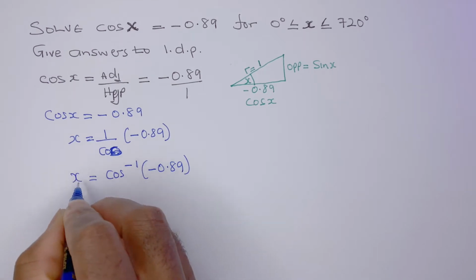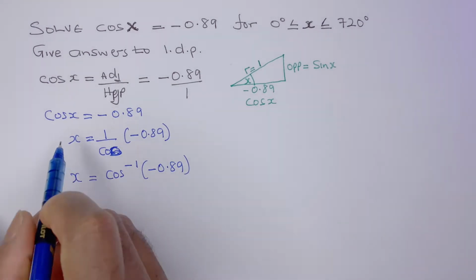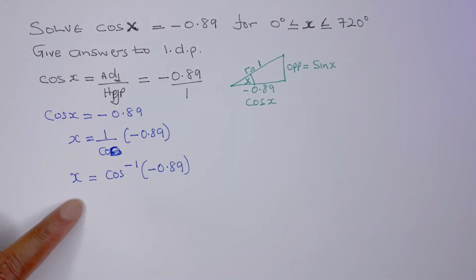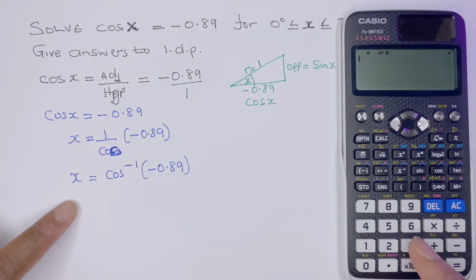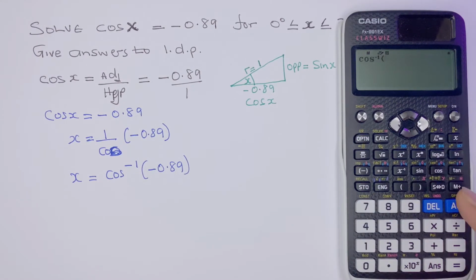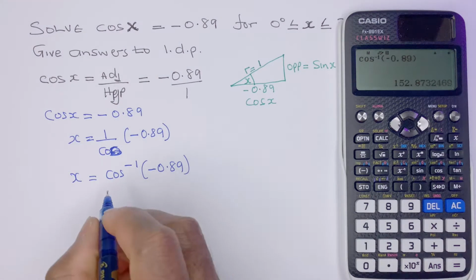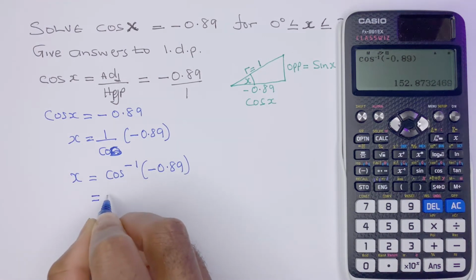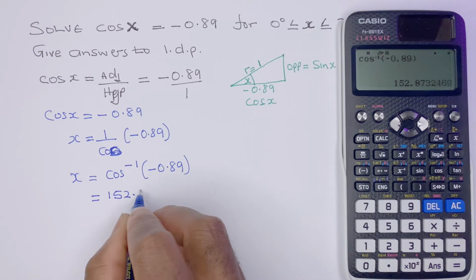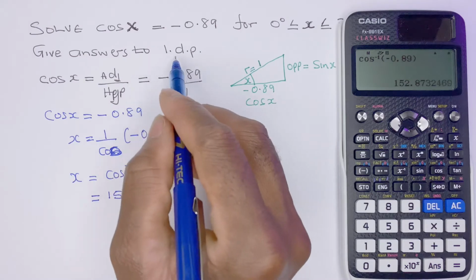So that's how you find the actual angles. This is the actual angle. This is the cos of the angle. This is the actual angle. So we're looking for the actual angle. And we can find that angle with the calculator: we do shift cos minus 0.89, close bracket, and the angle we get is x equals 152.9 degrees, because we want it in 1 decimal place.